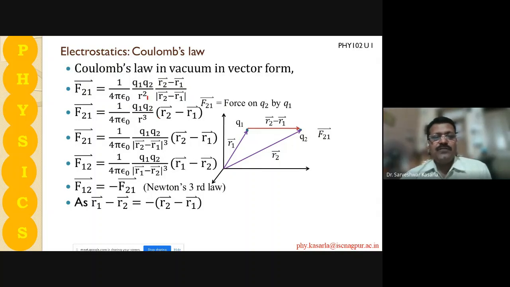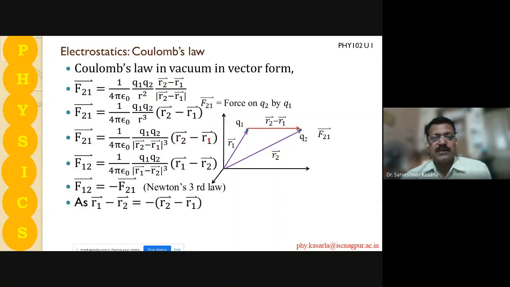Now if the vector r2 minus r1 is the distance between the two charges, and the distance between them is equal to r, then r into r square becomes r cube and the expression becomes like this. And if you express this F21 in terms of r1 and r2, then in place of r, one may write mod of vector r2 minus vector r1 cubed into vector r2 minus r1.